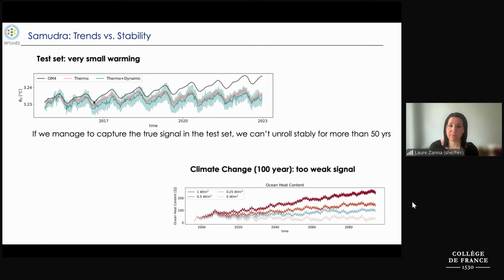So in this case, we could roll out the model for hundreds of years with a repeating forcing, and the model remains stable for many, many decades. We changed the way we did the training, and if you do it using residual learning, or if you add a constraint, then you can actually capture part of the trend, but now you can't roll it stably for several decades. So we have either-or right now.